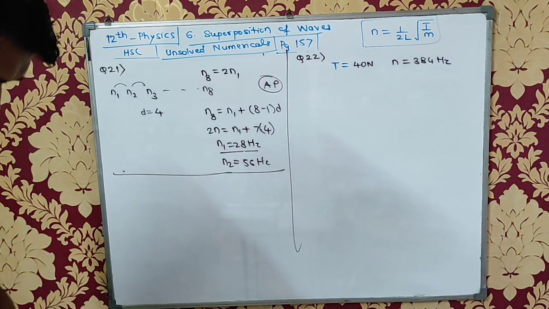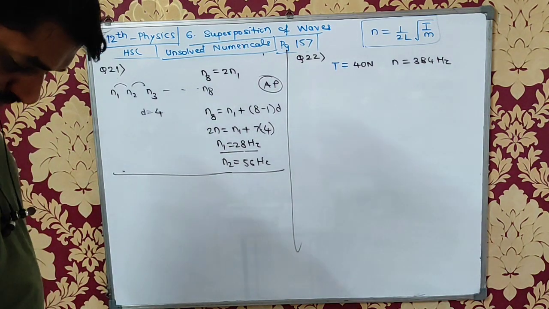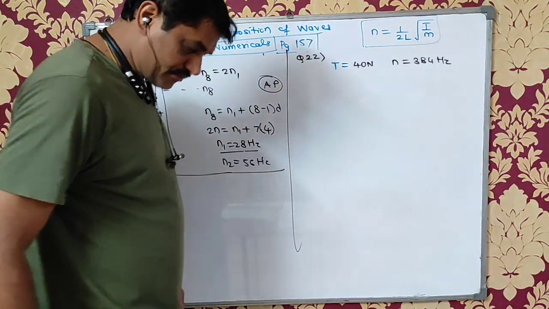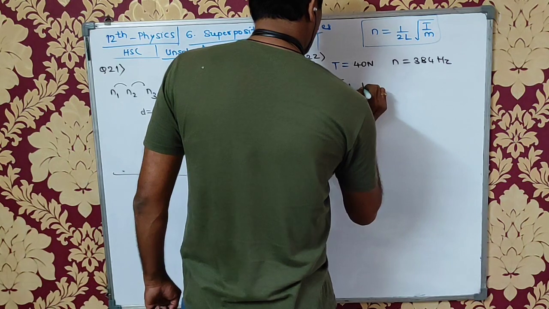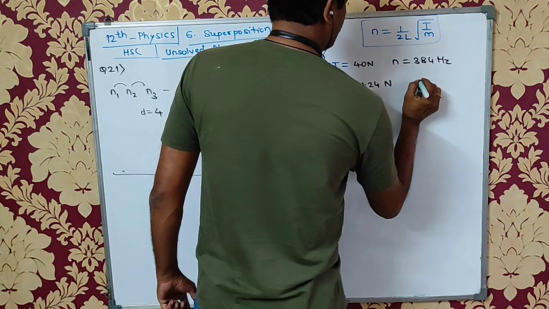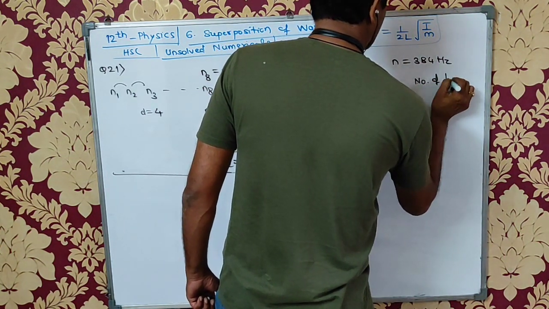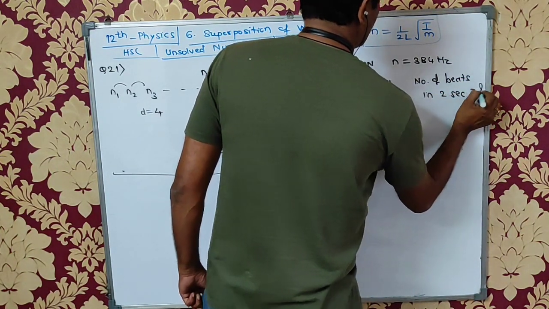How many number of beats get produced in 2 seconds if the tension in the wire is decreased by 1.24 Newton? 1.24 Newton. So we want the number of beats if the tension is decreased by 1.24 Newton. Tension decrease here. So how many beats in 2 seconds? कितना रह गया?